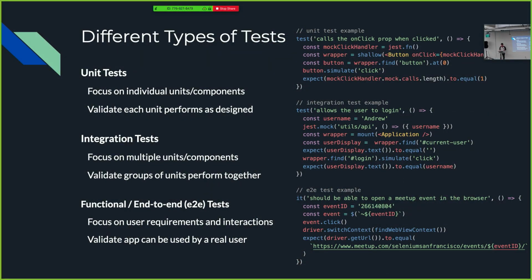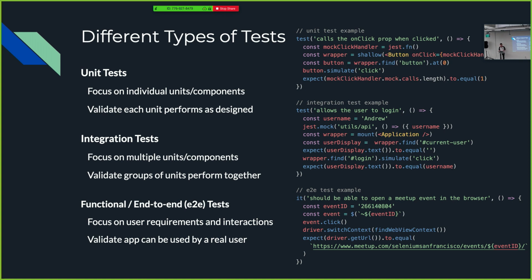I'm sure a lot of you are familiar with a lot of these terms, but it's nice to give a brief overview of the different types of tests that exist. There are unit tests, which are focused on testing individual components. The smallest pieces of code you can possibly think of are what unit tests focus on. On the right-hand side, you can see an example of a unit test. It's basically just testing that this prop functions correctly.